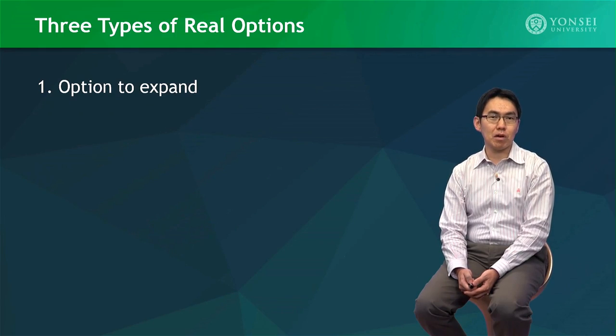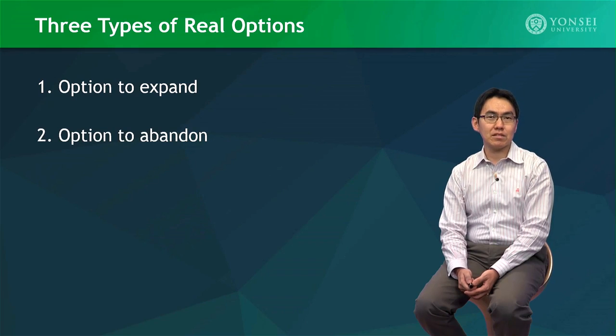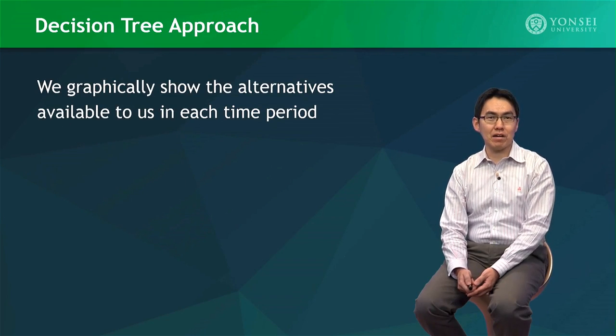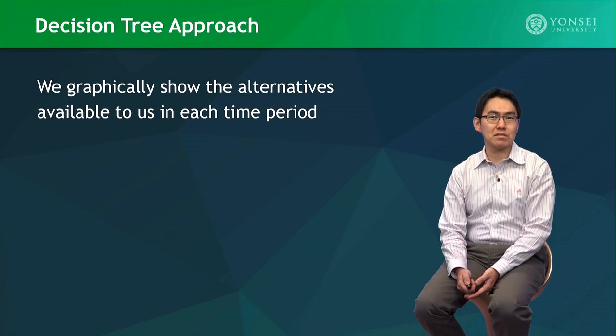The first type of real option is the option to expand. And next, we'll study the option to abandon. Finally, we'll examine the option to delay. In examining real options in business projects, we'll follow the decision tree approach in this module. Using a decision tree, we can graphically show the alternatives available to us in each time period.